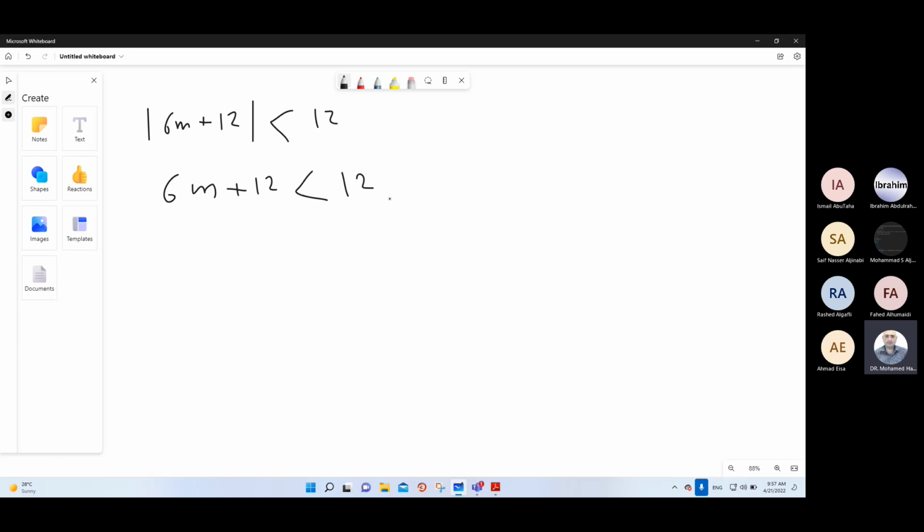Then solve it. How to solve this inequality? You can subtract 12 from the two sides. It means here 6m less than 0. And we can divide here by 6 and here by 6. It means m less than 0.